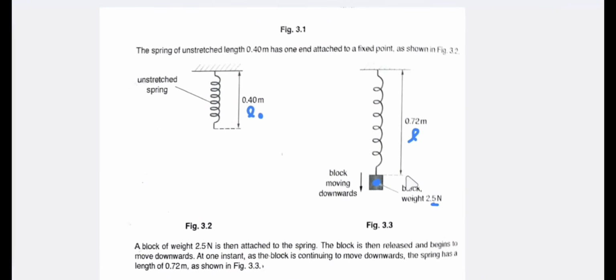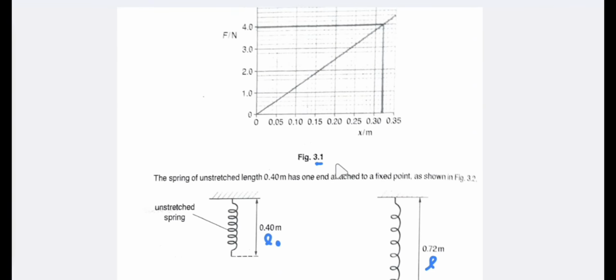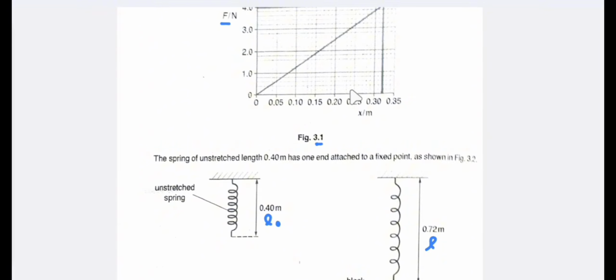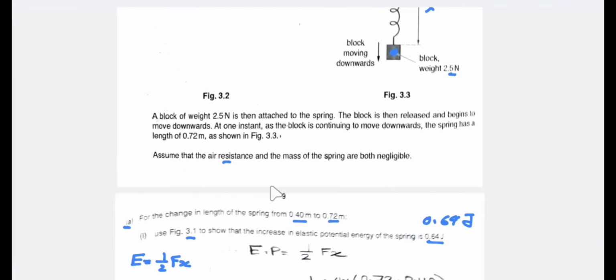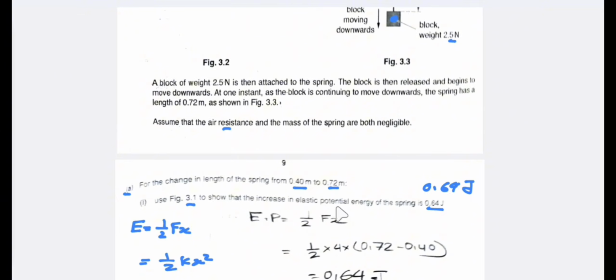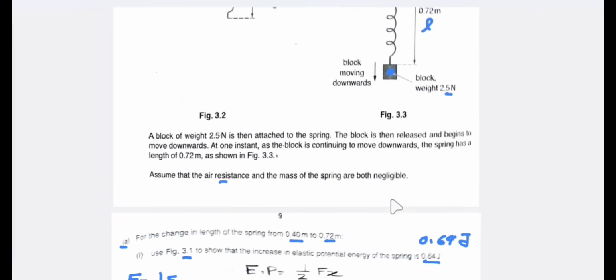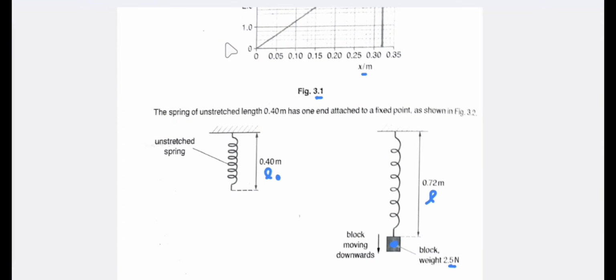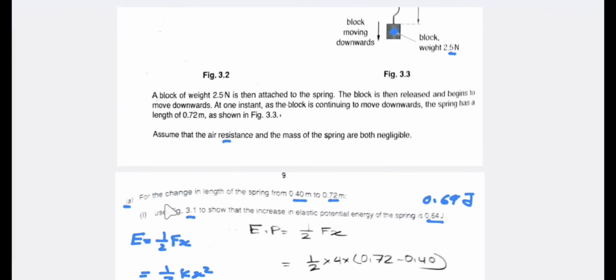So we need to use figure 3.1. These are figures 3.2 and 3.3, and we need to use figure 3.1 to find the force and the extension. So we need to use figure 3.1 to calculate the increase in elastic potential energy. So from figure 3.1, it is mentioned the increase in length from 0.40 to 0.72 meter. So what is the increase in length, the extension? The extension is 0.72 minus 0.40. So the extension that we get is 0.32 meter.